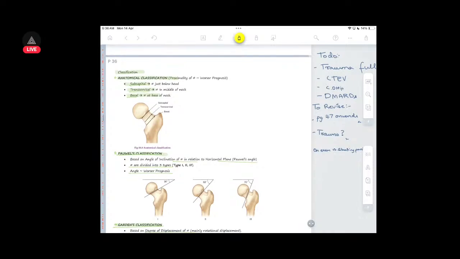Classification: you can have an anatomical classification, which is the proximality of the fracture. The more proximal the fracture is, the worse the prognosis. Subcapital, you have a fracture below the head. Transcervical is a fracture in the middle of the neck, and basal is a fracture at the base of the neck. Subcapital, transcervical, and basal.